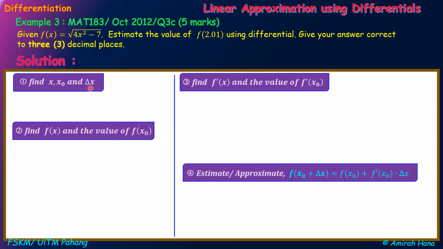First, we list down all 4 steps to solve linear approximation using differentials. Step 1, find x, x naught and delta x. Step 2, find f(x) and the value of f(x naught). Step 3, find f prime(x) and the value of f prime(x naught). And step 4, we can estimate using f(x naught plus delta x) approximately equal to f(x naught) plus f prime(x naught) times delta x.